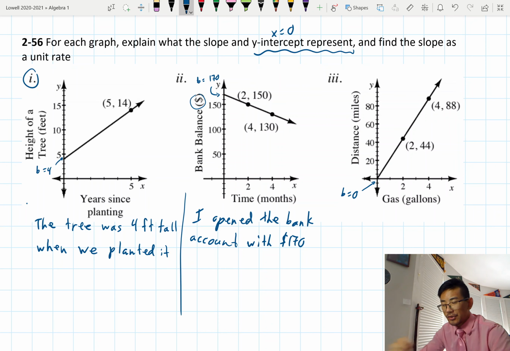Now we don't actually know what the story is behind this graph. So for all we know, maybe it's just your initial deposit, or it could be any number of things.